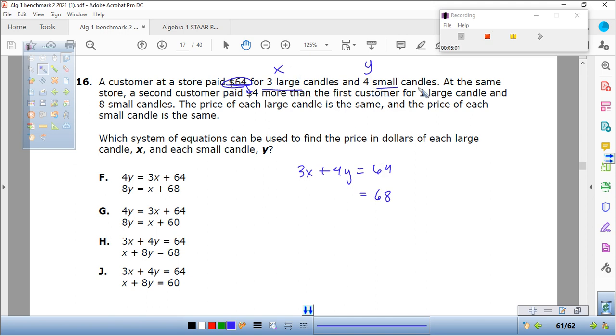Large candles, X, small candles, Y. At the same time, if it's six more, and one large candle, 1X, we don't write 1X, which is right, X. And 8 small candles, 8Y. And I'm going to put this right here. 3X plus 4Y. This one's X. I like that one really good. What's the difference between these two? Oh, this part here. Okay, we're going to go down. You're okay with that one? And that's it. Pretty easy, guys.